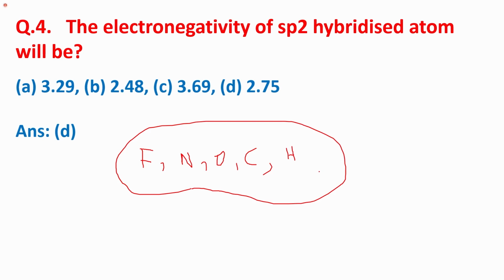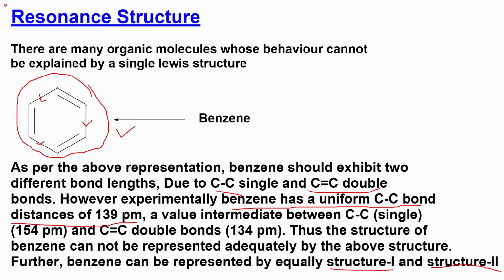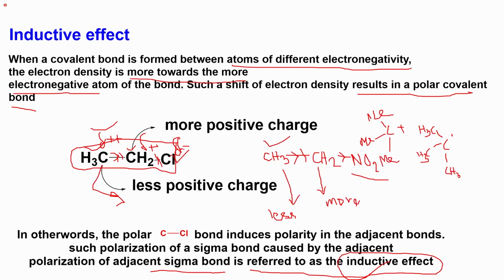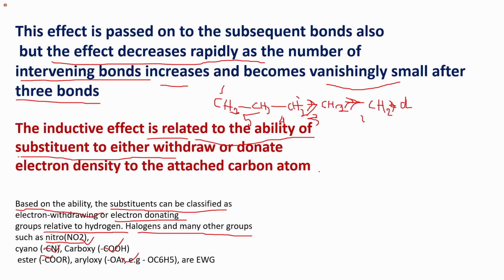So what have we discussed so far in today's class? We have discussed the inductive effect. The inductive effect depends on how close your atom is to the more electronegative atom. If it is closer to an electron withdrawing group like chlorine, nitro, carboxy, cyano, ester, or alkoxy group, then it will have more positive charge. If it is far apart from the electron withdrawing groups, then it will have less positive charge.